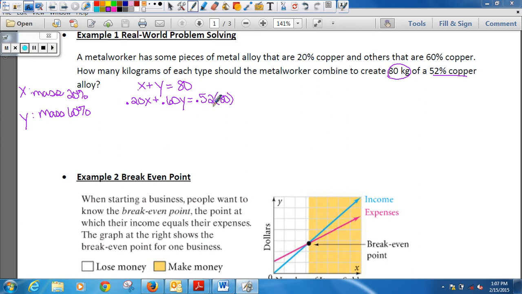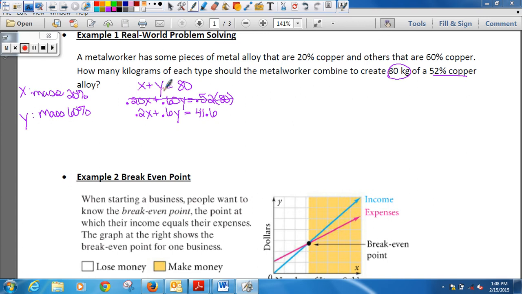So I need to simplify this second equation before I can start. So it would be 0.2x plus 0.6y is equal to 41.6. So that is that one rewritten. So now I have my two equations and I need to solve it. It doesn't tell me which method I have to use in order to solve it, so I'm just going to go ahead and use substitution here.